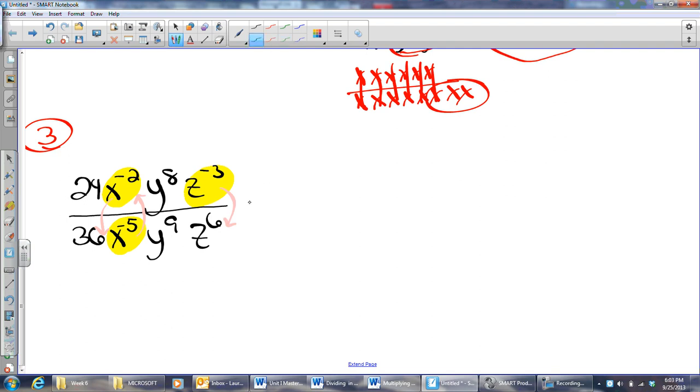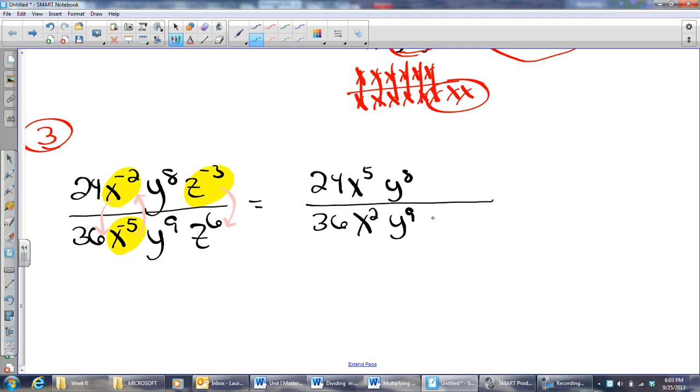So let's see here. I can really rewrite this as 24. The x to negative 5th moved in the numerator, but its sign changes when I use the reciprocal. I've got a y to the 8th and no z's in the numerator. Then I have that over 36. The x to the negative 2nd is moving down, but his sign will change on his exponent there. I have a y to the 9th, and then I have a z to the 6th, and he's joined by a z to the 3rd.